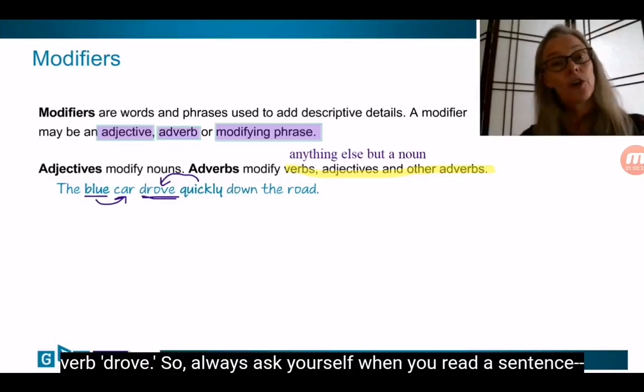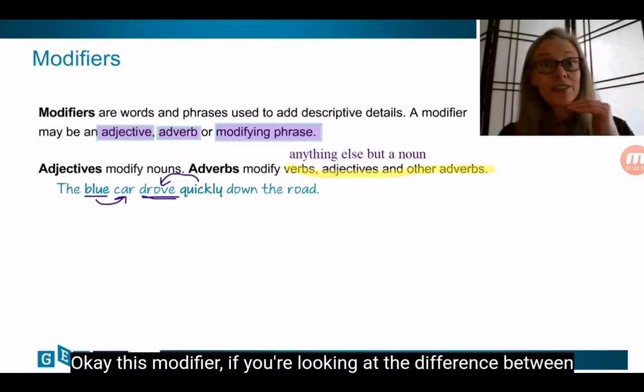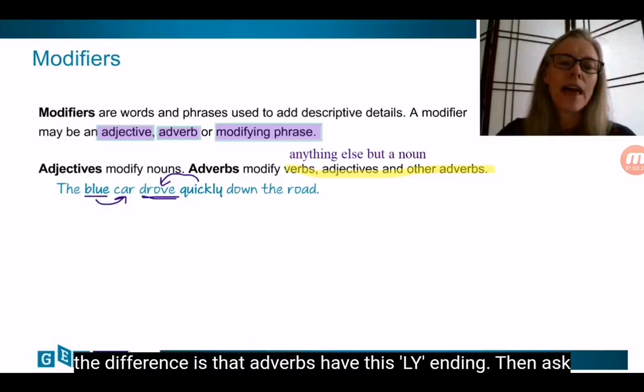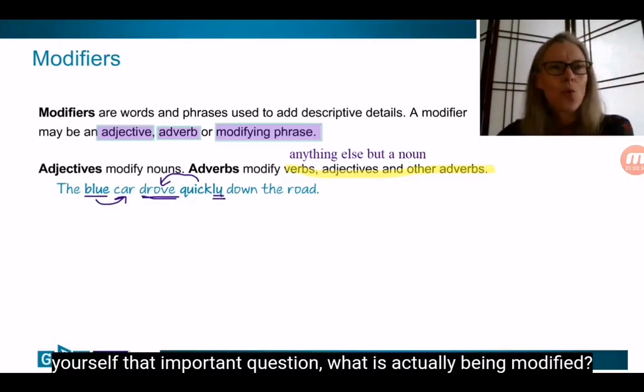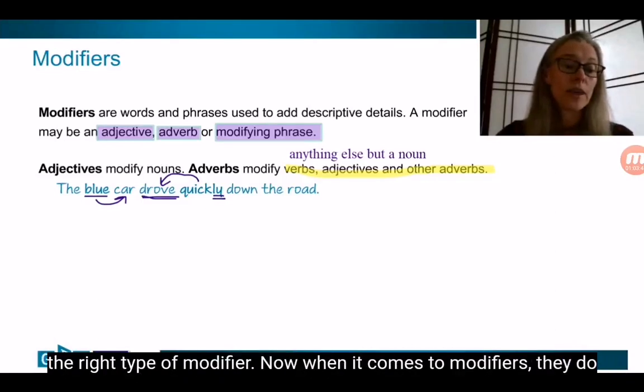So always ask yourself when you read a sentence, okay, this modifier, if you're looking at the difference between an adjective and an adverb, and usually the way you can tell the difference is that adverbs have this "ly" ending, then ask yourself that important question. What is actually being modified? What's being described here? And that's going to help you to choose the right type of modifier.